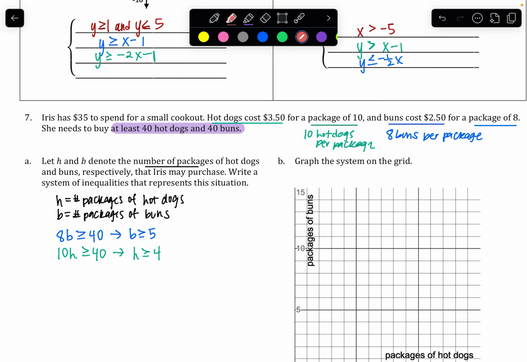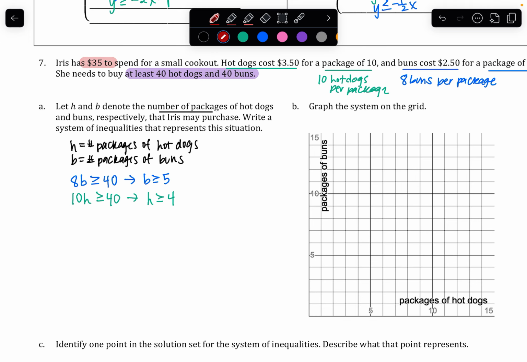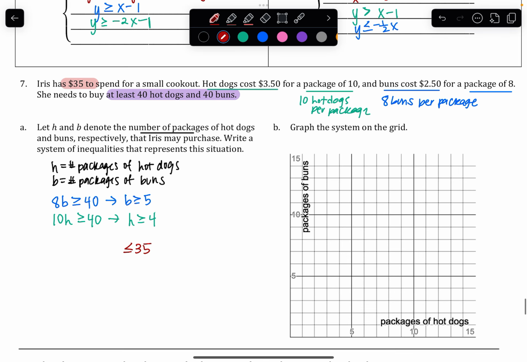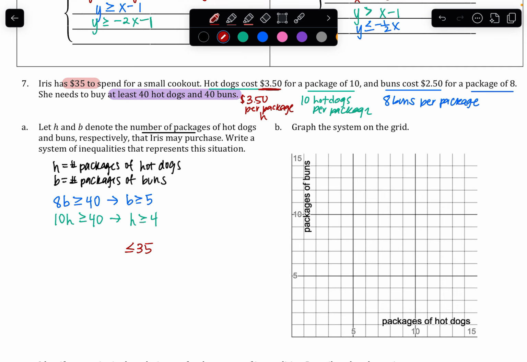And so for the money, she has $35 to spend. That means we can't spend more than $35. So something has to be less than 35, and that's how much she's spending. And so each package of hot dogs is $3.50. $3.50 per package, not per hot dog. So $3.50 per package of hot dogs. And then buns are $2.50 per package.